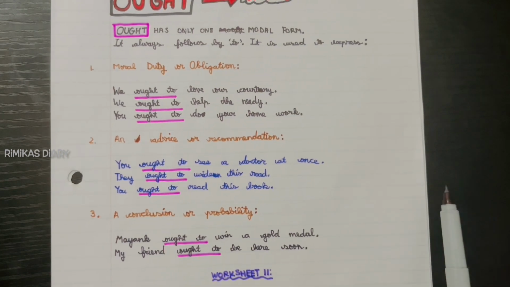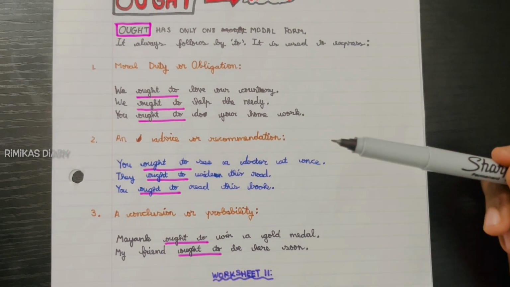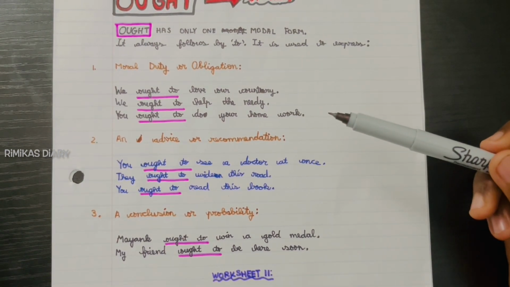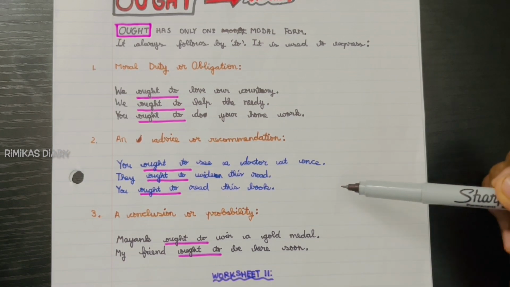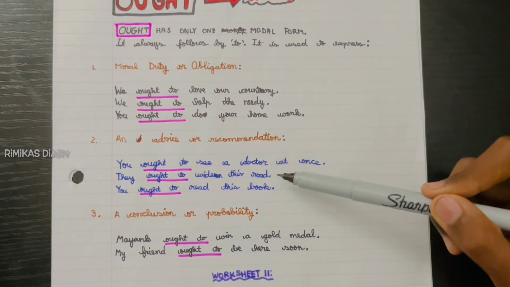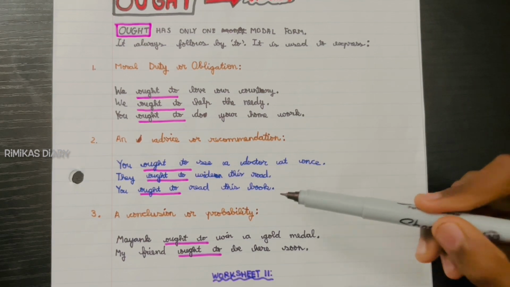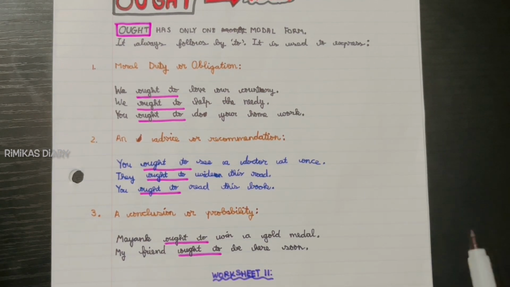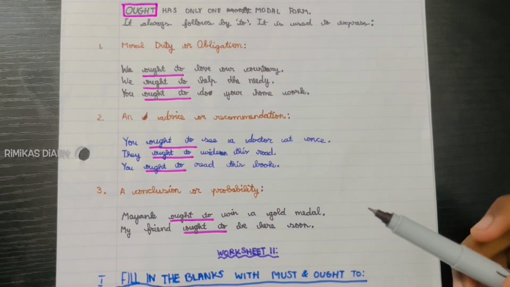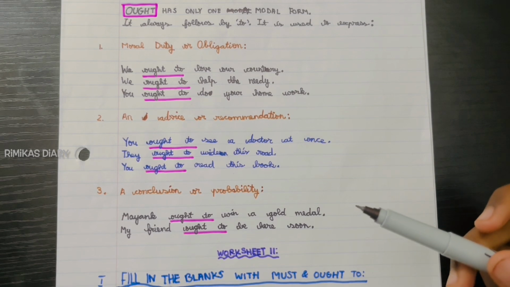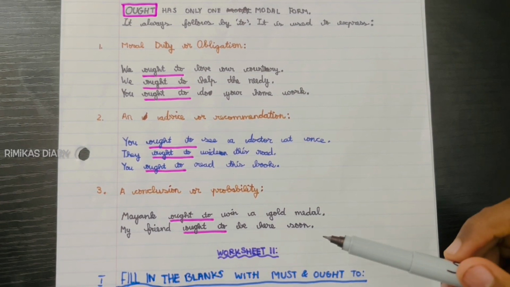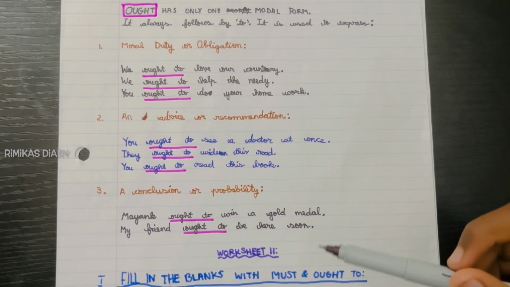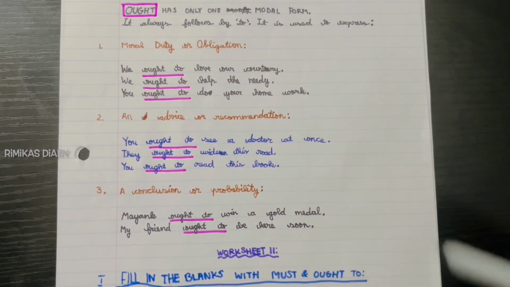Second function, an advice or recommendation. You ought to see a doctor at once. They ought to widen this road. You ought to read this book. So these two are advice and this is a recommendation. Third function, a conclusion or probability. Mayank ought to win a gold medal. My friend ought to be here soon. So these two are probabilities.